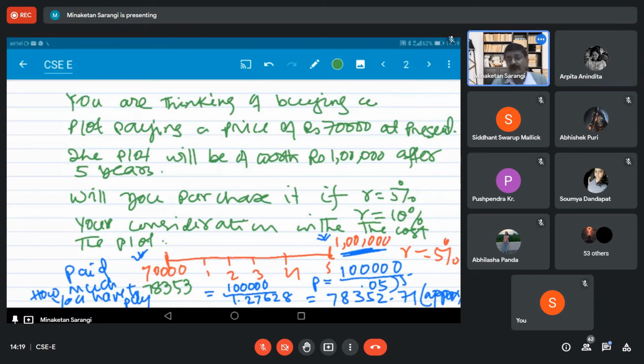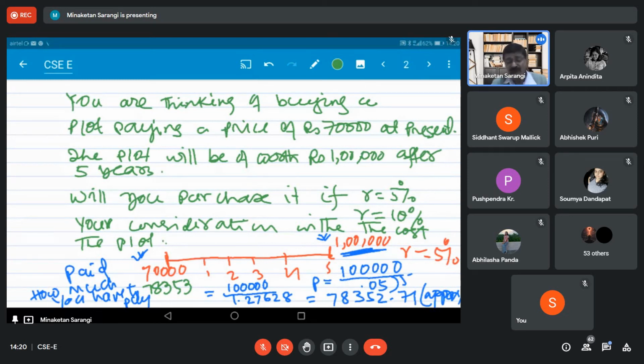Arpita, you will buy the? Sir, we will buy the land. You will buy the land. So, what benefit you will get? Sir, we are paying less than the amount which we found out. Okay. So to get 1 lakh rupees, you have to pay 78,353, but you are paying 70,000. So since you are paying less to the extent of 8,353, your decision goes in favor of purchasing the land.